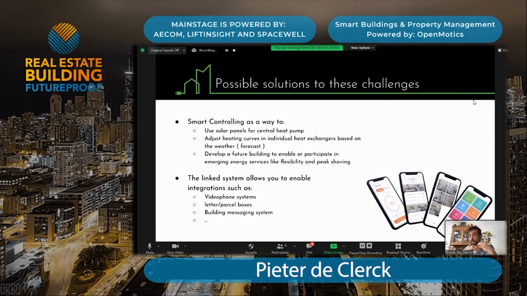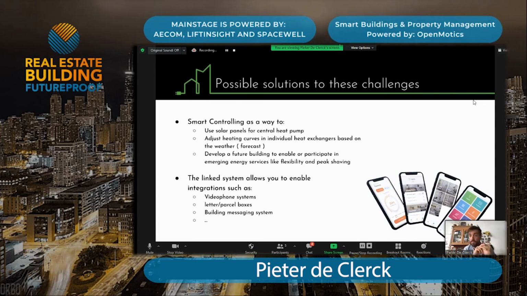You could adjust the heating curves of every heat exchanger individually based on the forecasting services which we fetch from the cloud-based EMS. And this allows to have a future-proof building which can participate in emerging services like flexibility or peak shaving.